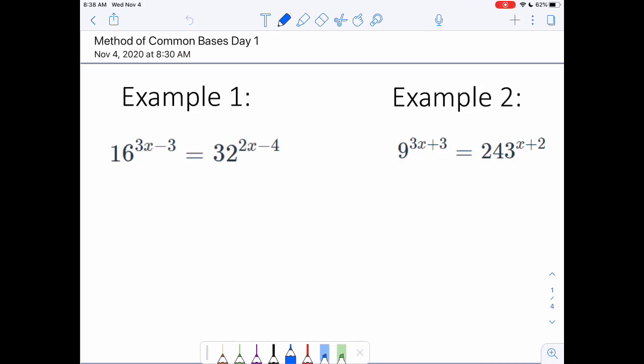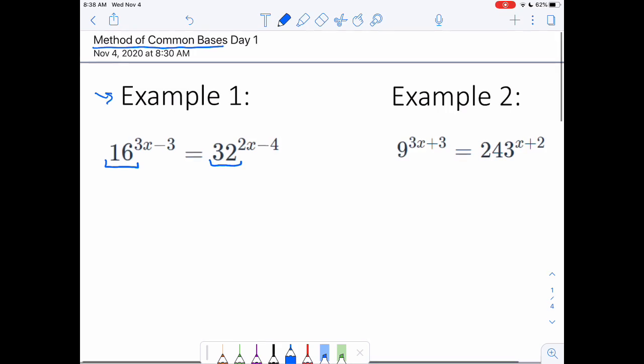Today we're going to learn about a tool that can be used to help us solve exponential equations. We're going to learn about the method called method of common bases. All that means is when I'm looking at a problem, let's say example 1, in order to solve, I need to figure out a way to write 16 and 32 so they have the same base.